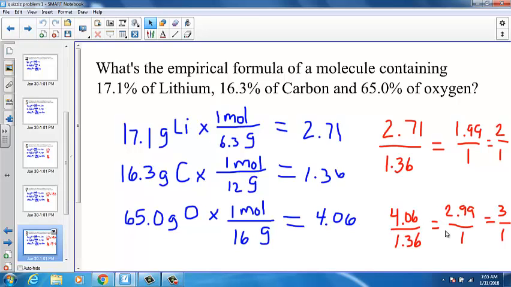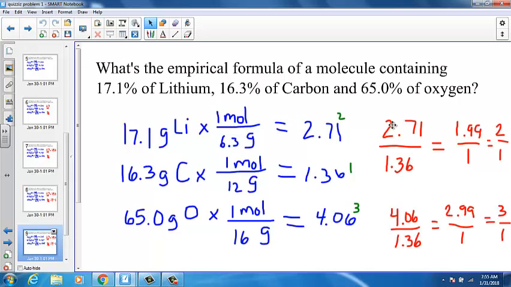This one down here is 2.99. So again, close enough to 3. Notice both times I wrote it over 1. So we have a 2 to 1 and a 3 to 1 ratio. But which one goes with which? So I have a 1, a 2, and a 3. What goes with what element?